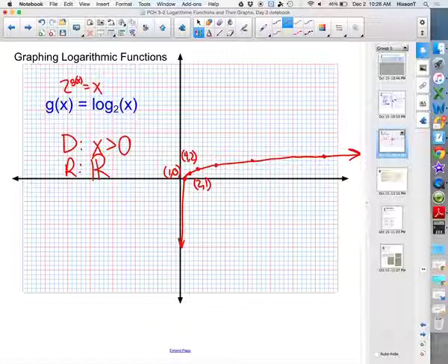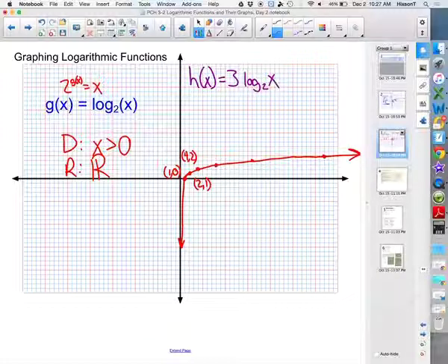Does everyone understand how we got this graph? Alright. So what would we end up with if we did, let's say, h of x, and we said that was 3 log of 2x? What's going to happen?